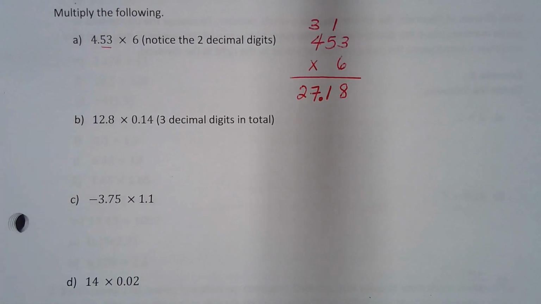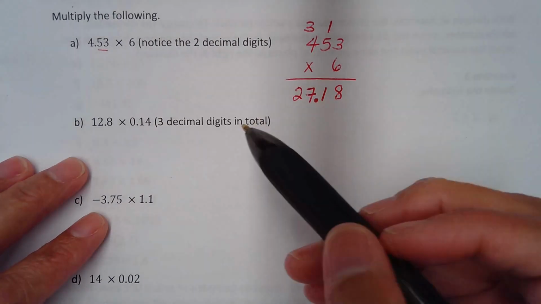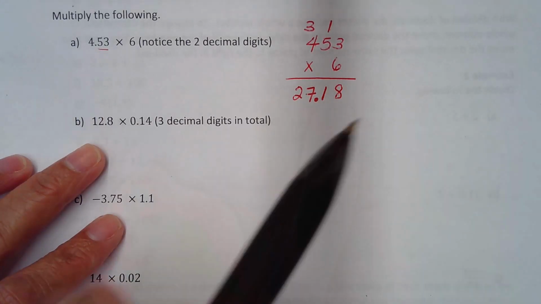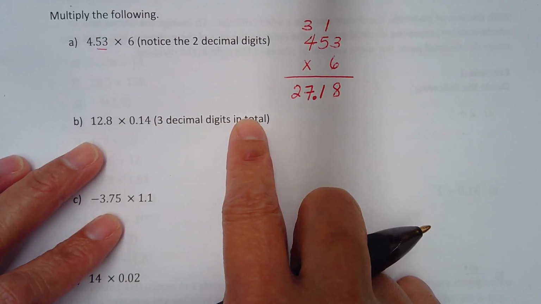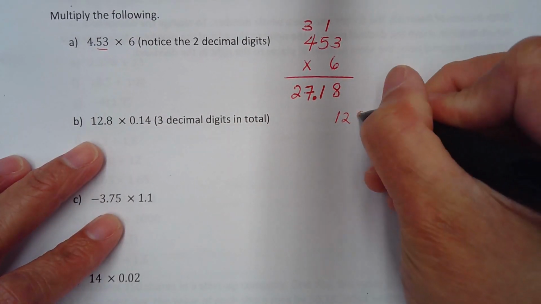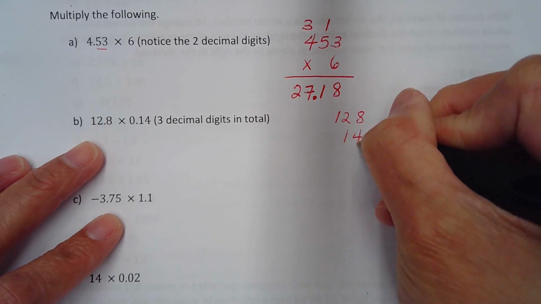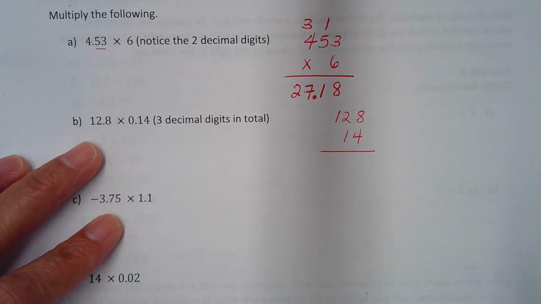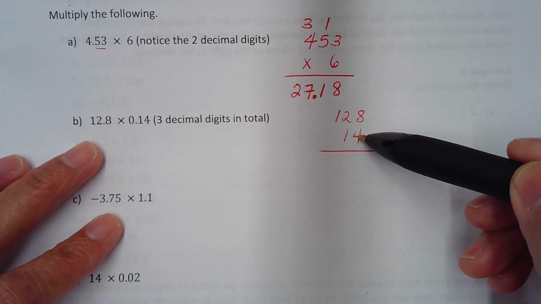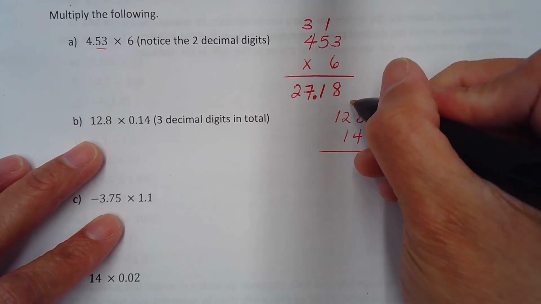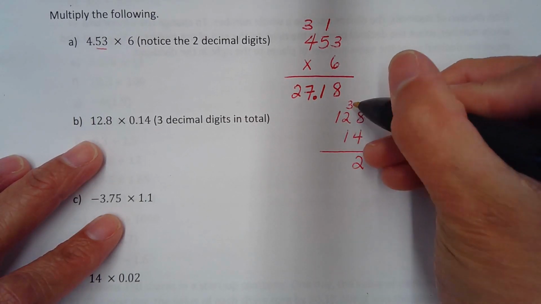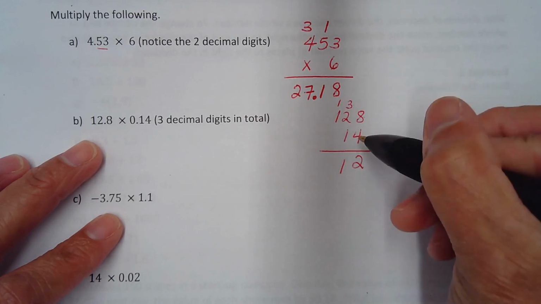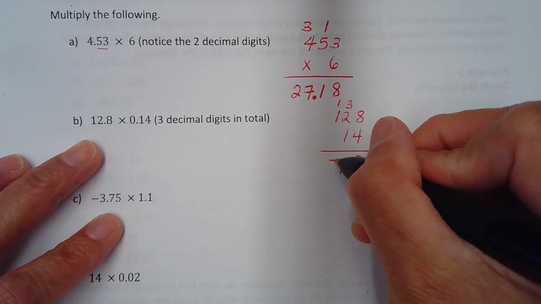Okay, now what about this one here? How do we multiply this number? So you can go 128 times 14. Okay, ignore our decimals first. So what are we going to do? 4 times 8 is 32. 4 times 2 is going to give us 8, plus 3 is 11. 4 times 1 is 4, plus 1 is 5.